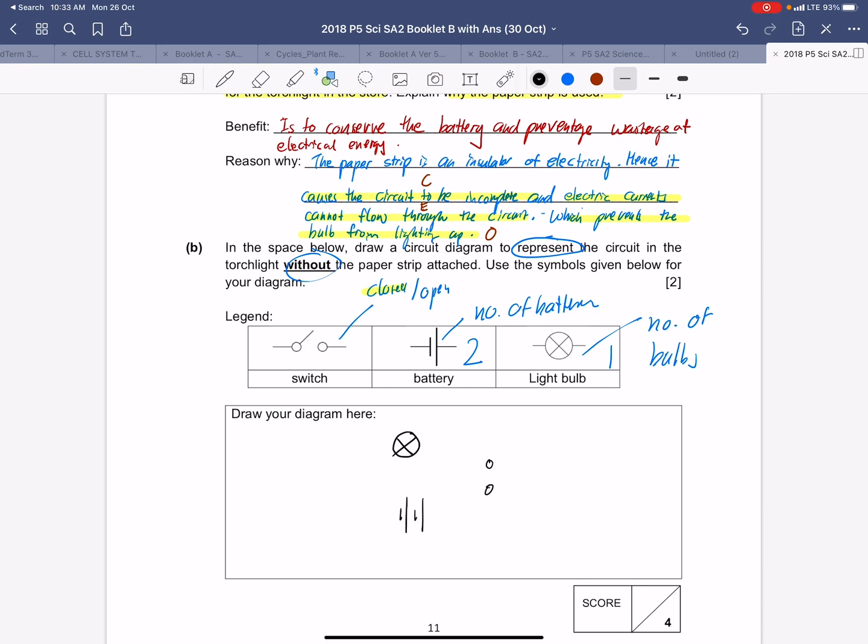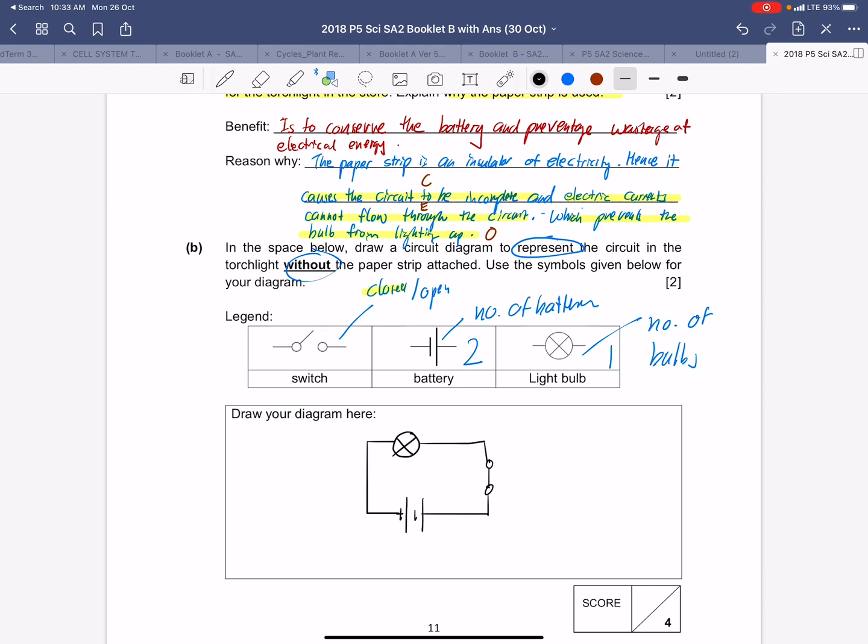Now, very careful, your wires need to be straight. And no gaps, absolutely no gaps at all. I cannot stress this any more. If there is a gap, it'll be point deduction. Okay, so I'm going to make sure that all my gaps are filled and my switch is closed.